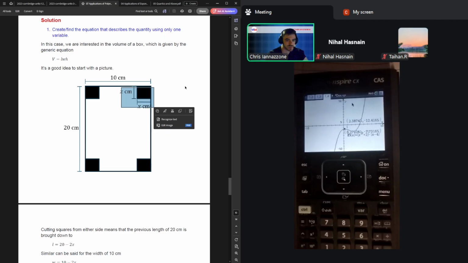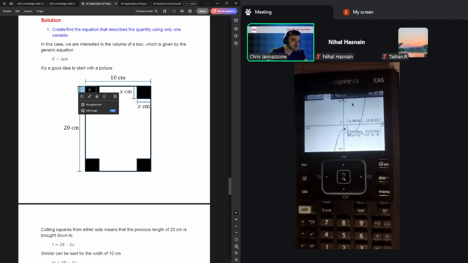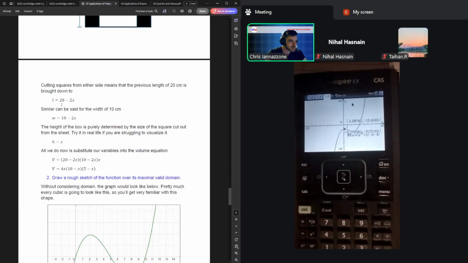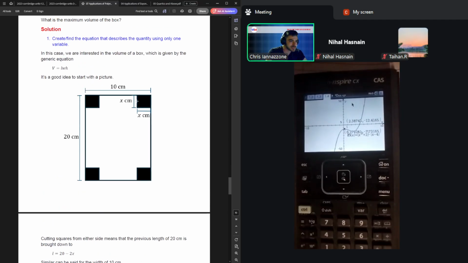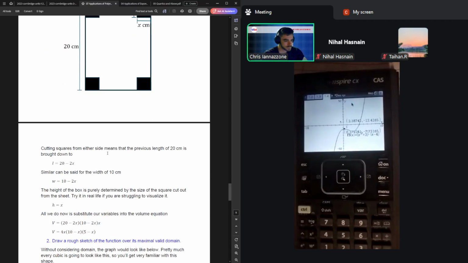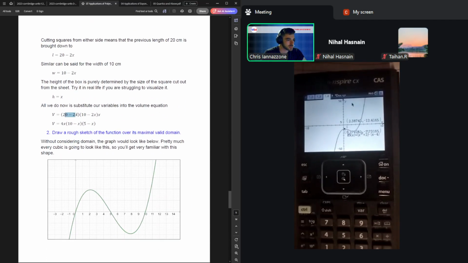Which in the case of boxes is often going to be this cutout of x on either side. So your new width is going to be 10 minus 2x because you're cutting out 2 x's, both sides. Same thing with the 20 over here, which is why these both now have a 2x attached to them. The height is just going to be given by x because when you cut these things out and fold them inwards, this cutout side here is now your new height because you've flipped it upwards. So length, width, height, you've now got everything purely in terms of x.